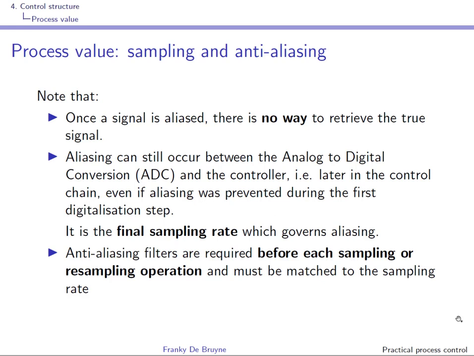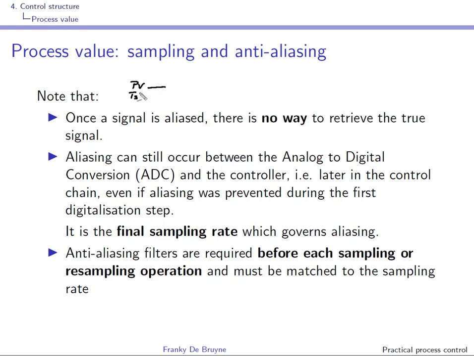So anti-aliasing filters are required before each sampling or resampling operation, right? If it is sampling, then you need to use an analog anti-aliasing filter, and if it is resampling, then you need to use a digital anti-aliasing filter. Let us illustrate this because this is important. Assume that we have a PV and that this is a digital PV. It has gone through the analog to digital conversion, and we have sampled the signal with a sampling period TS.